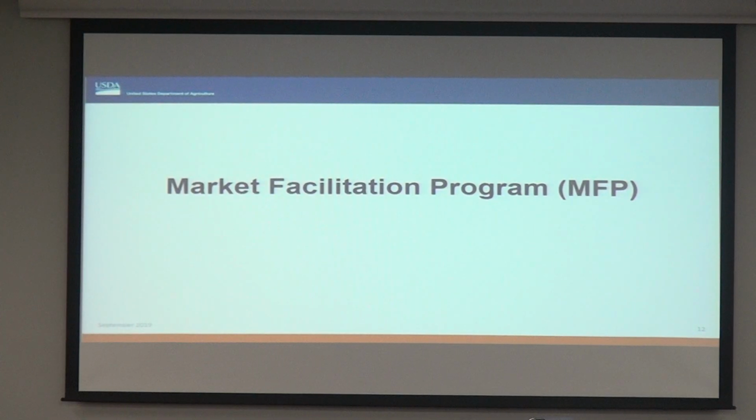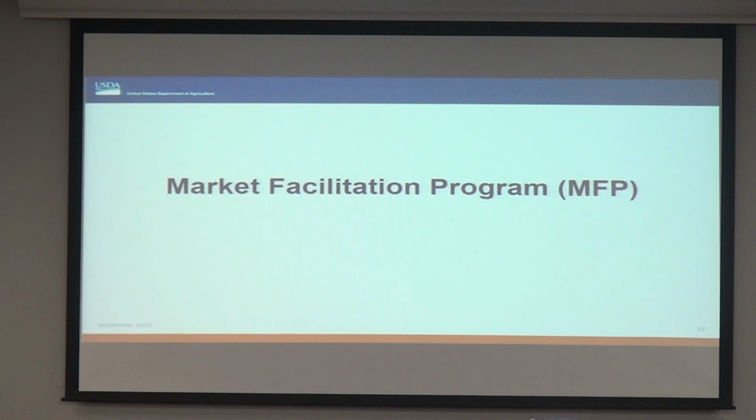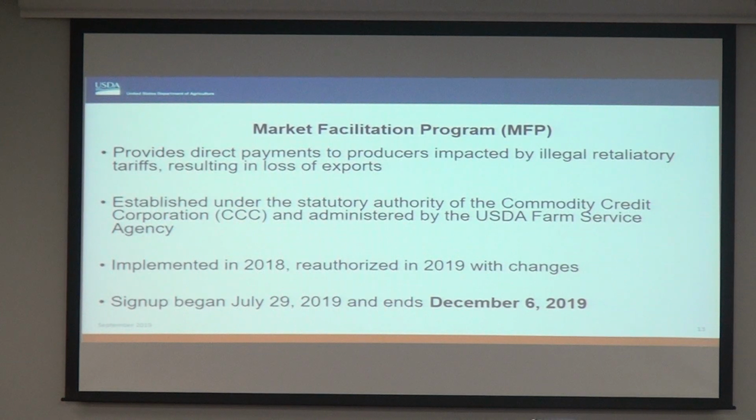Now I'll talk about the Market Facilitation Program. I refer to this as our tariff program. Now, this was authorized last year in 2018, and we paid producers based on their production. And that program has come back with the 2019 disaster bill. However, there are some changes because this year we're looking at acres as opposed to production. Of course, it provides direct payments to producers impacted by illegal retaliatory tariffs, and that's affecting exports. So that's decreasing farm income on these eligible commodities.